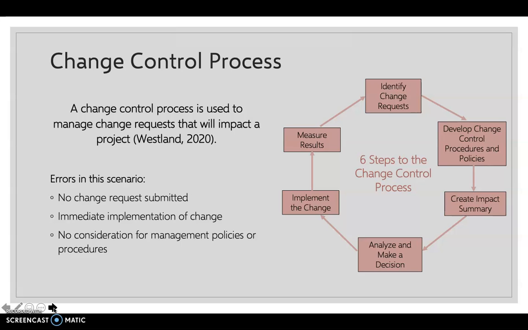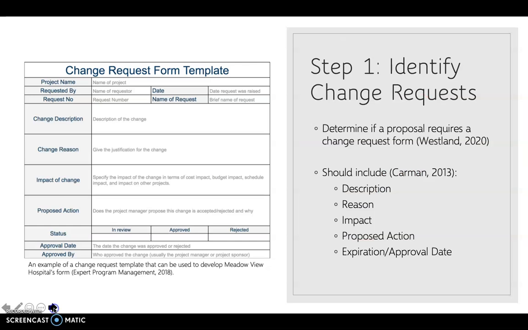As the IT leadership team, you should implement a change control process to evaluate proposed changes before implementation using these 6 suggested steps. Identify change requests, develop change control procedures and policies, create an impact summary, analyze and make a decision, implement the change, and measure results.